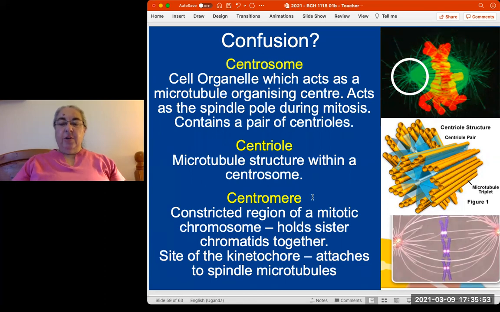And then we didn't talk about this today, but we will do. The centromere is the part of the chromosome that the spindle fiber attaches to pull them apart during cell division. So centrosome, centriole, and centromere, again, three similar words with slightly different meanings. Please try not to become confused.